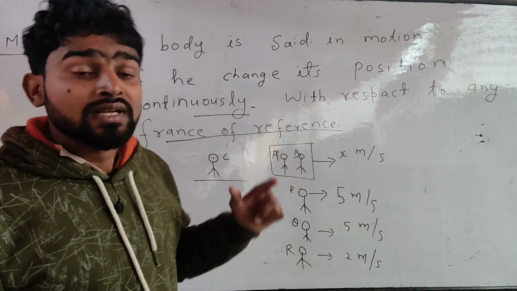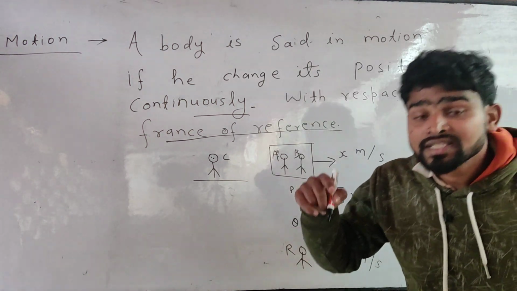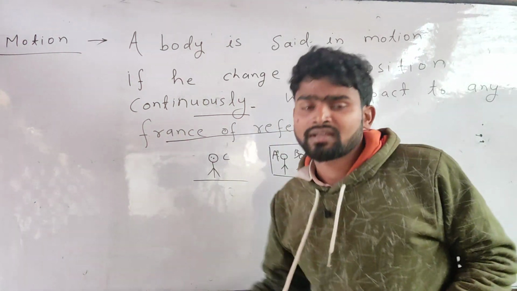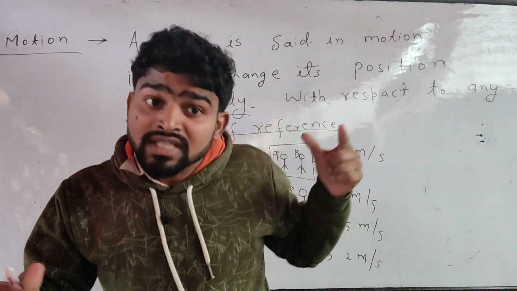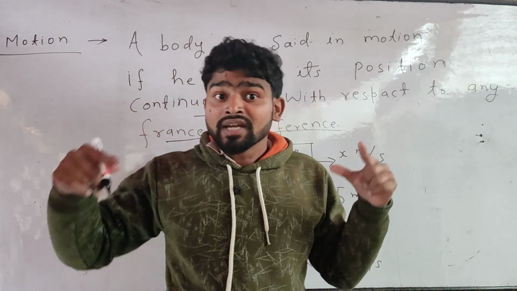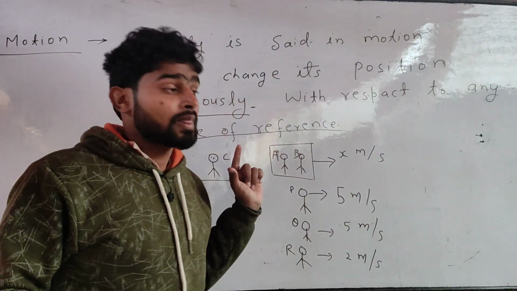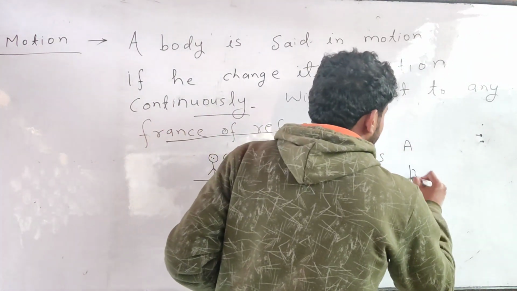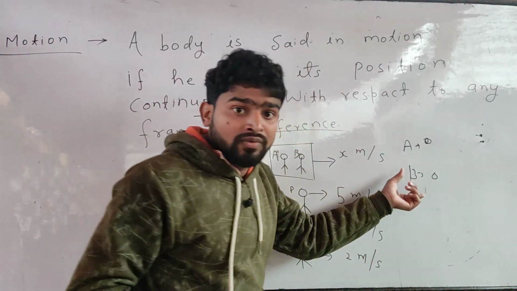Rest does not mean their speed is zero. It means that their position is not changing. Sorry, rest means that their position is not changing with respect to each other. Suppose that the speed of A and B both are 0. So both are at rest, we call them.